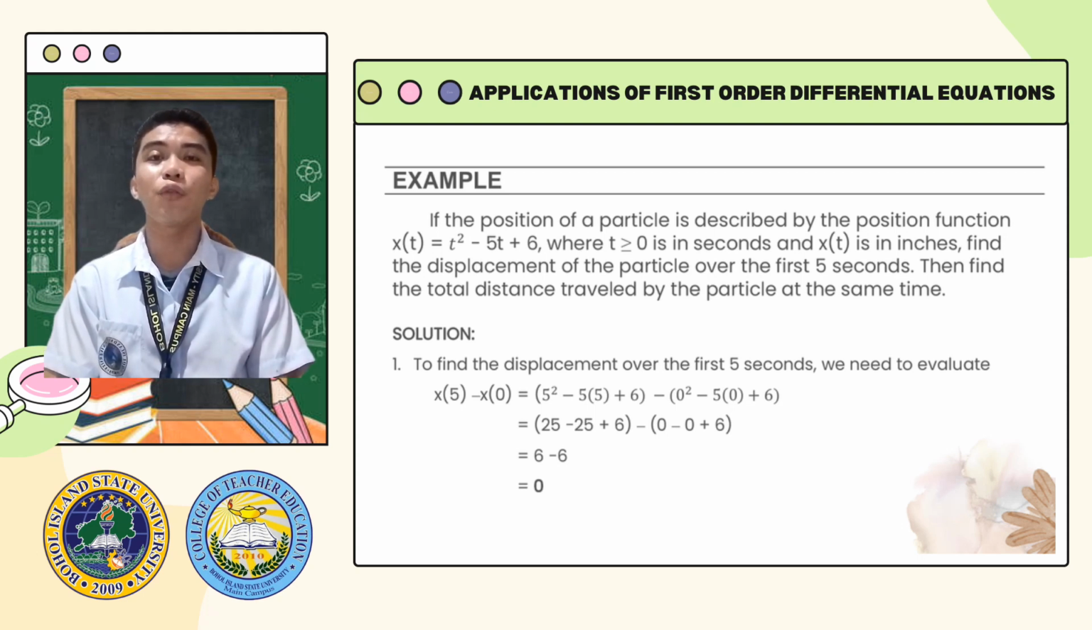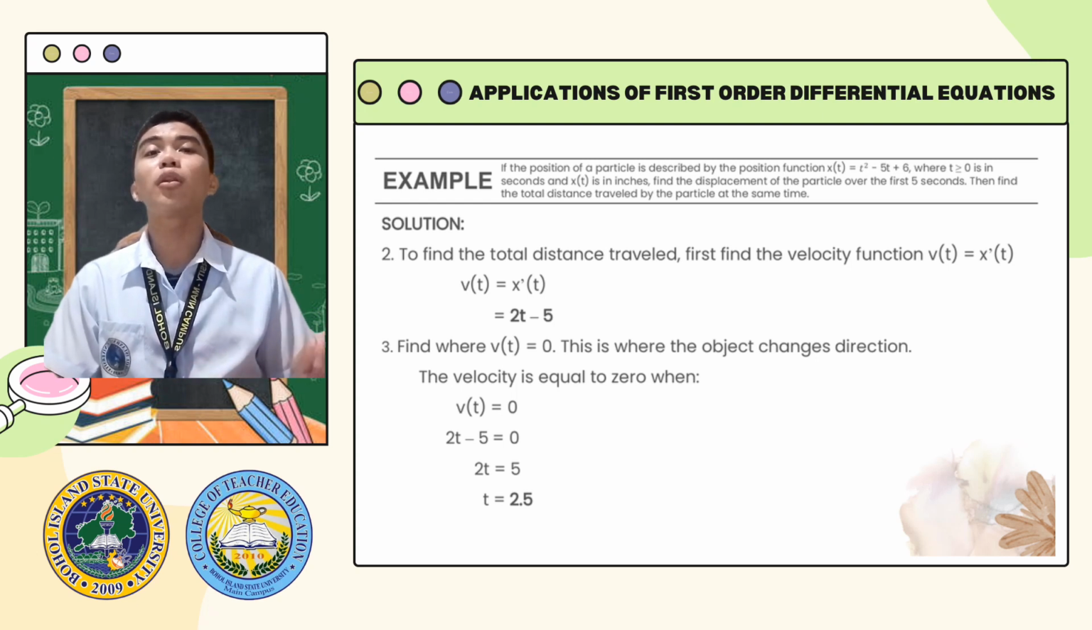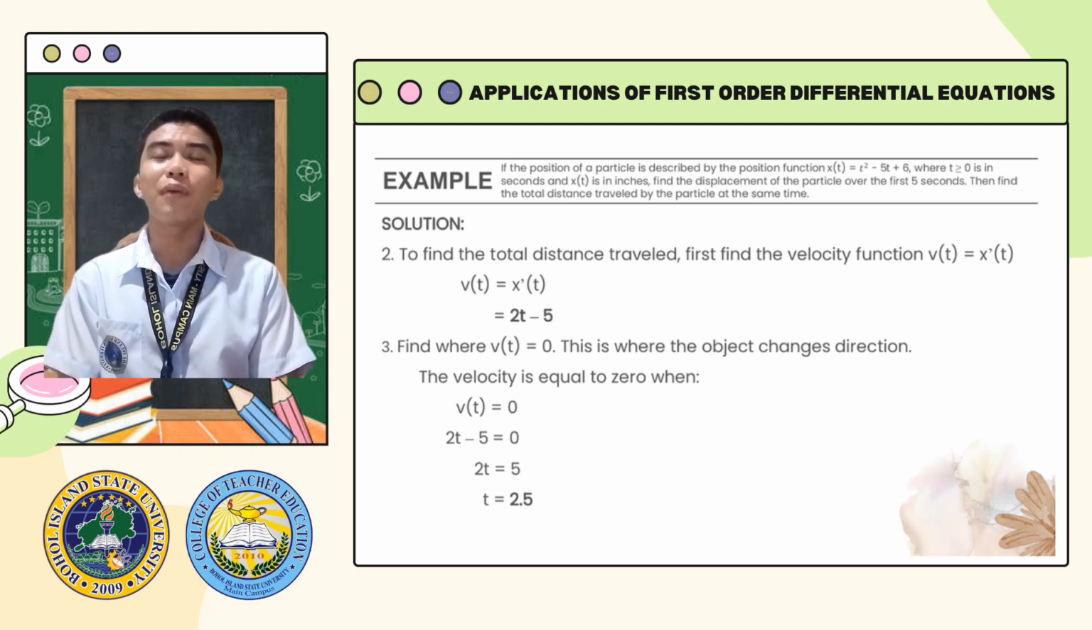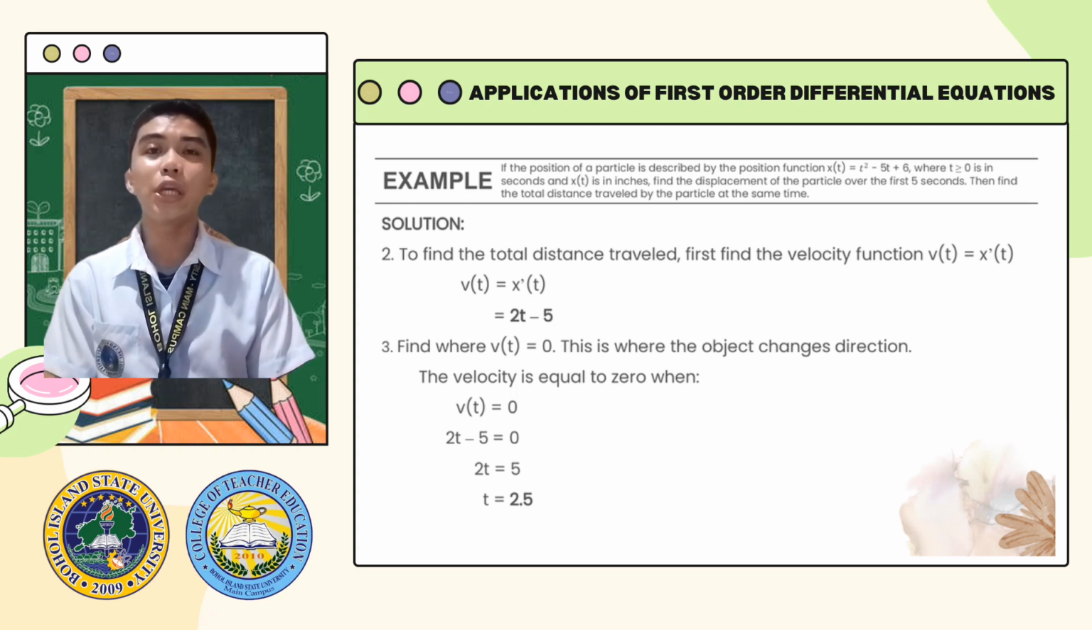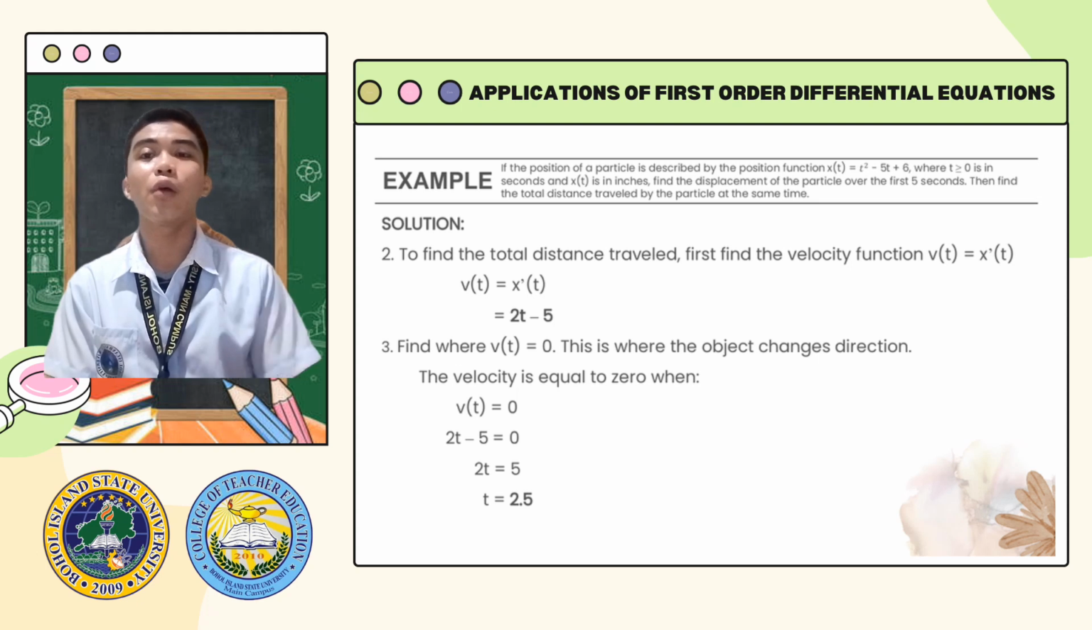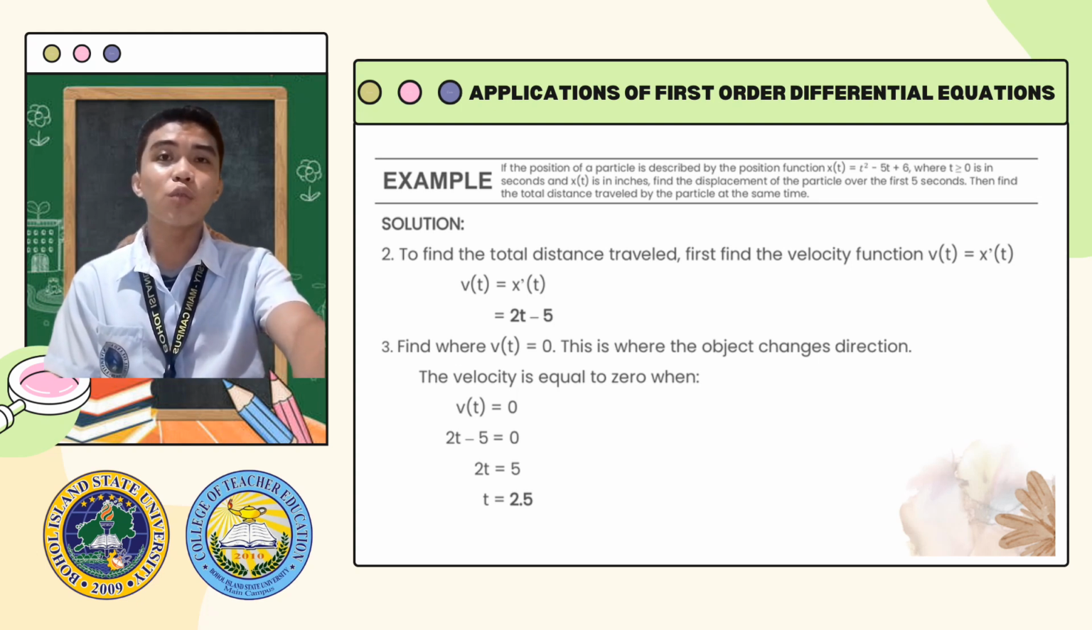So we have our value of x(5) minus x(0) equals 0. Step 2 is we will find the total distance traveled. First, find the velocity function, denoted by v(t) equals x'(t). So here we get v(t) equals the derivative of x(t). We have x(t) equals t squared minus 5t plus 6. So the derivative of this position function is 2t minus 5.